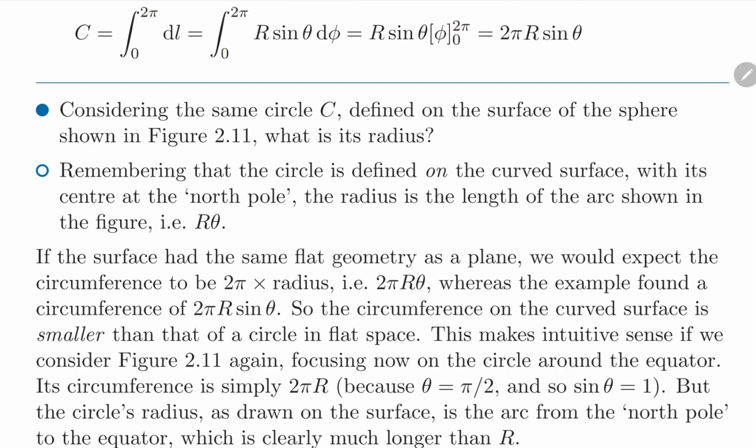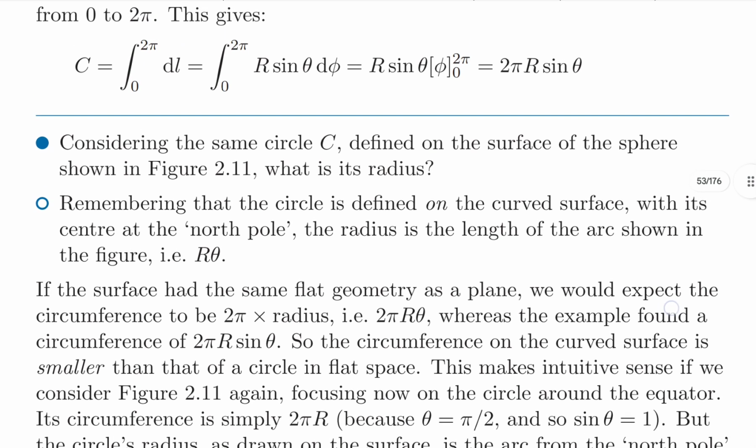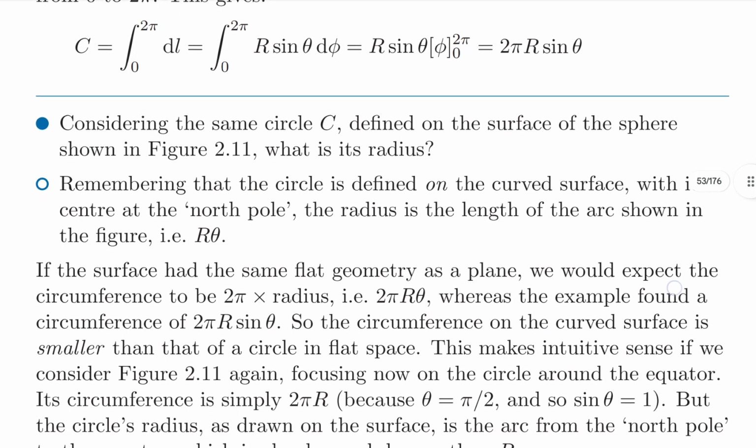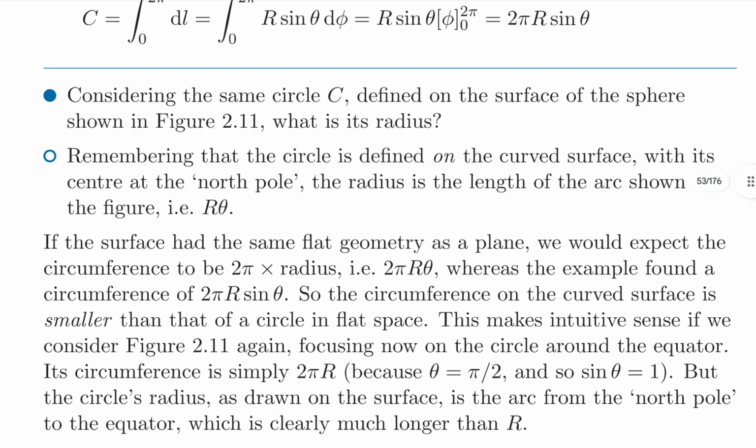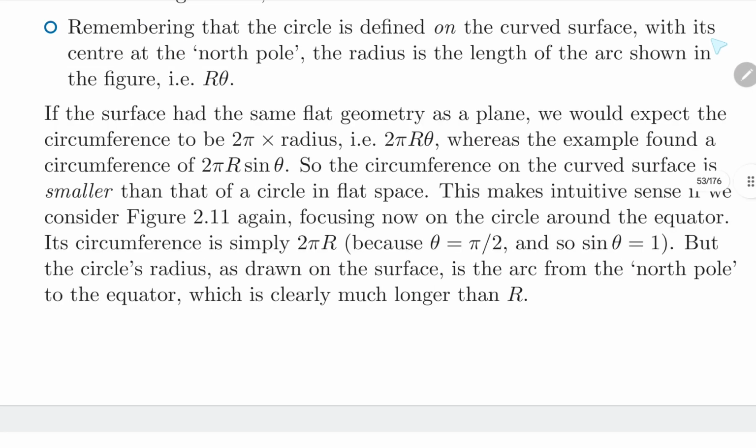Considering the same circle C defined on the surface of the sphere shown in figure 2.11, what is its radius? Remembering that the circle is defined on the curved surface with its center at the North Pole, the radius is the length of the arc shown in the figure, which means r times theta.